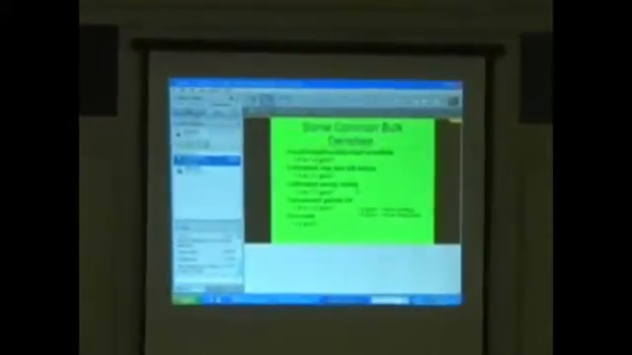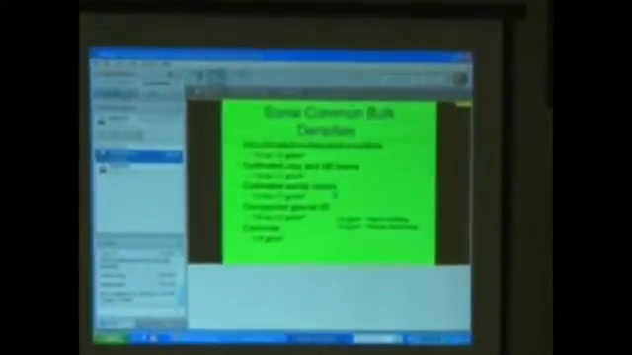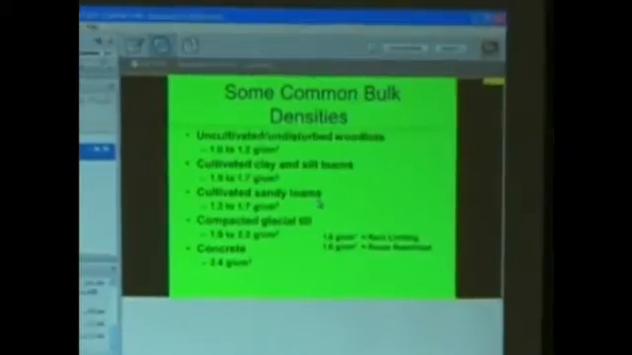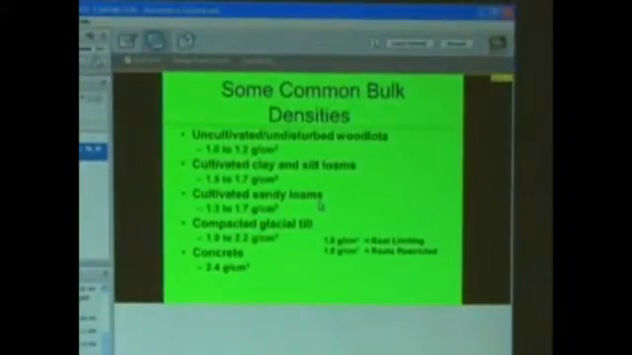If you look at an uncultivated, undisturbed woodlot, typically the bulk density is anywhere from 1 to 1.2 grams per centimeter cubed. And what we're looking at is the weight over a volume of soil. And so that would be ideal. If we had 1.2 grams per centimeter cubed, that would be an ideal soil. We have about 50% pore space in that.